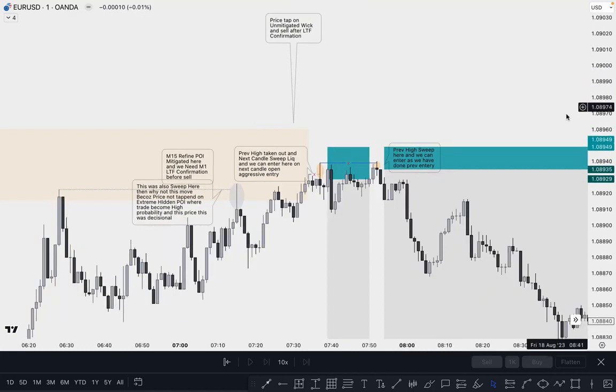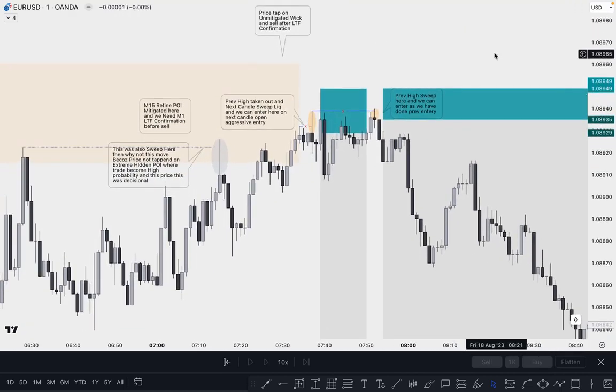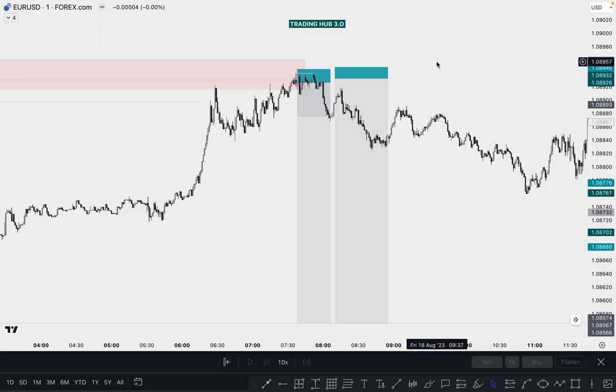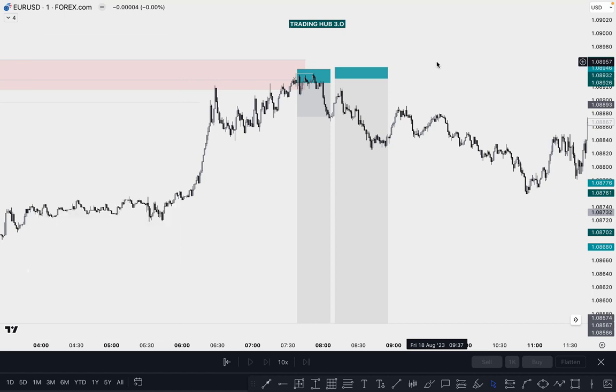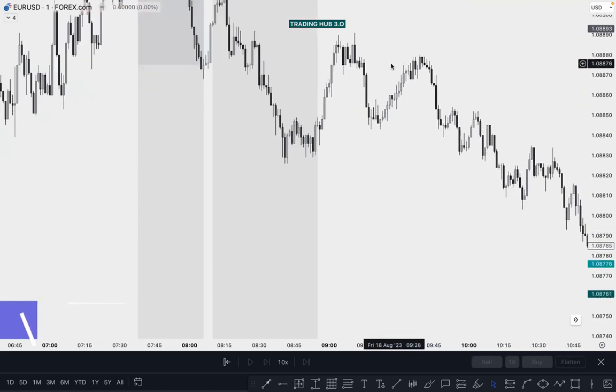Look at this one, what is happening here, right? You can study what happened here exactly. Okay, so these were our two possible entries at this point. Now I'm going to switch again to EURUSD on FX. So these two entries I took based on the higher time frame PD array and lower time frame structure sweep, liquidity sweep, and also you can take entry if the market creates any single candle order block or anything here.